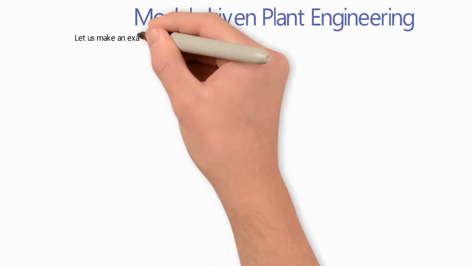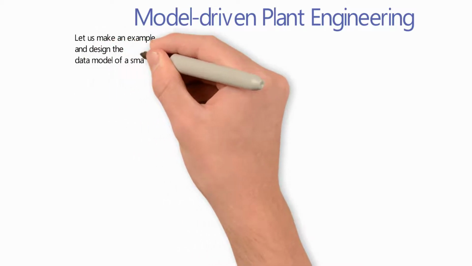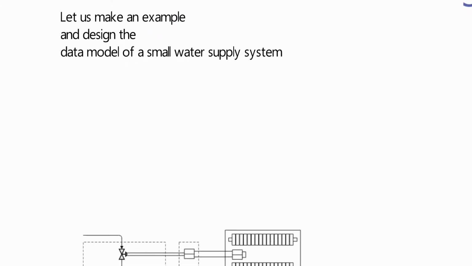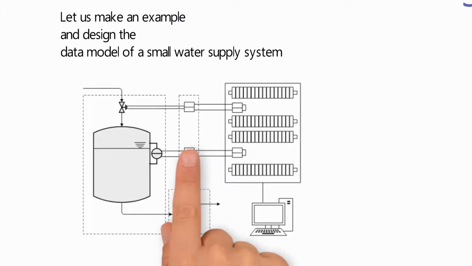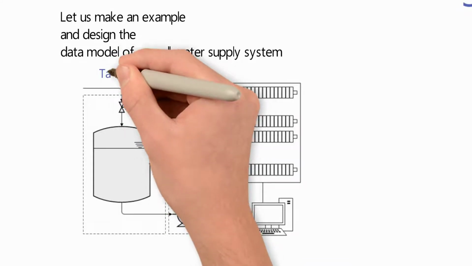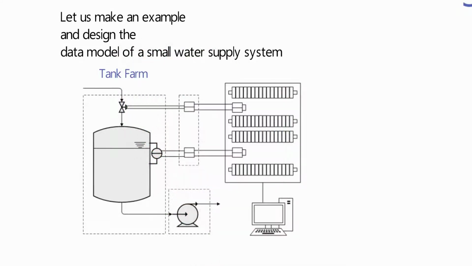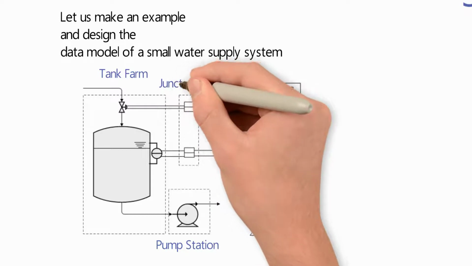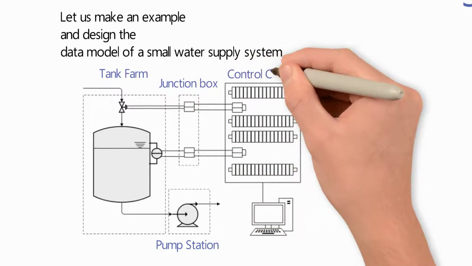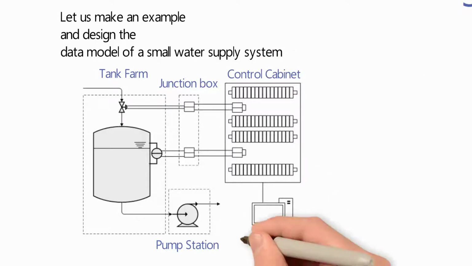To have a better understanding of this approach, let us make an example of the data model for a water supply system. For this system, we need different equipment, such as a tank, which can be physically located at a tank farm. We need a pump, which can be in the pump station. We need instruments and terminals in the junction box, and a control cabinet, and a control system to control the process.